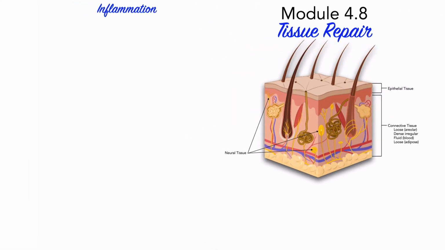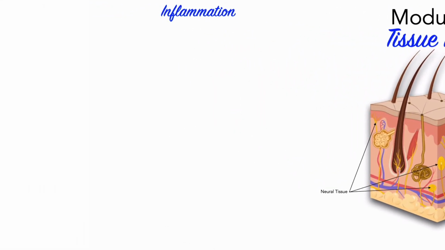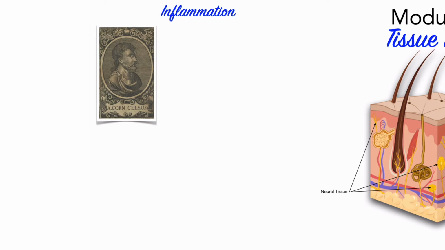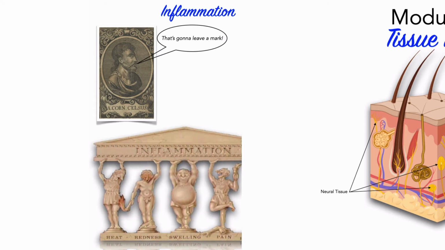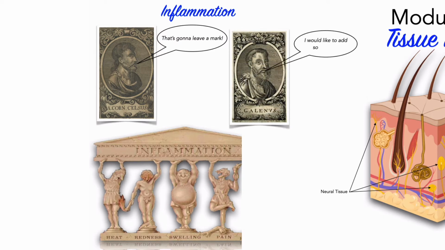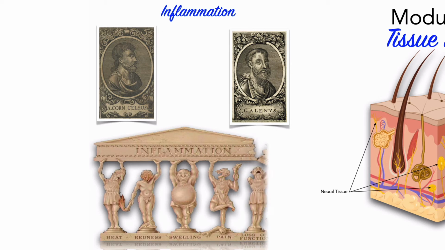First, inflammation. The classic signs of inflammation were established by the 1st century Roman encyclopedist, Aulus Cornelius Celsus, in a surviving work called De Medicina. Celsus identified 4 signs of inflammation, which came to be known as the Celsus tetrad. In Latin, the 4 signs are calor, for warmth or heat, rubor, for redness, tumor, for swelling, and dolor, for pain. About 100 years later, the Roman physician Galen of Pergamon added a 5th sign of acute inflammation. Galen added the sign of functio lesa, or loss of function.